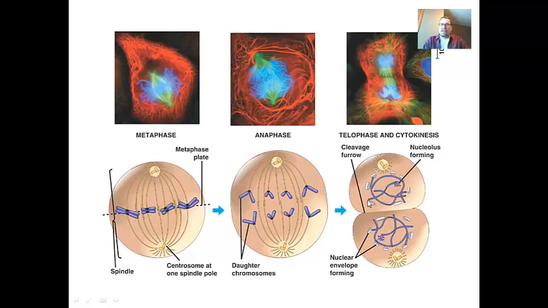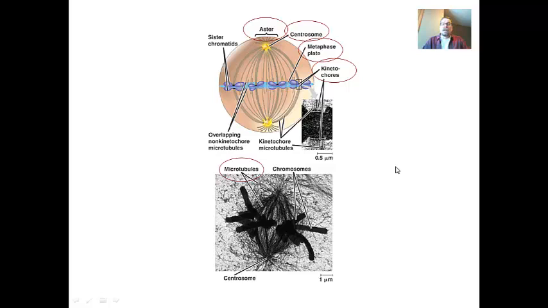Now, while that's happening, these spindles are broken down. Those proteins will go back into the normal microtubule and cytoskeleton type proteins that they normally do. Here's another picture just showing the metaphase plate, and I like this micrograph that shows you the microtubules and the binding to the kinetochores.